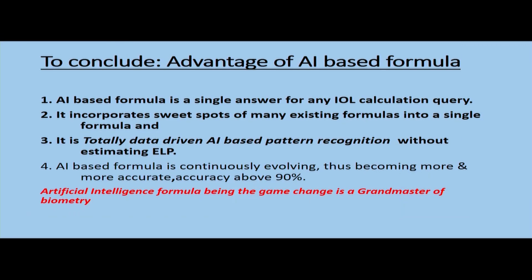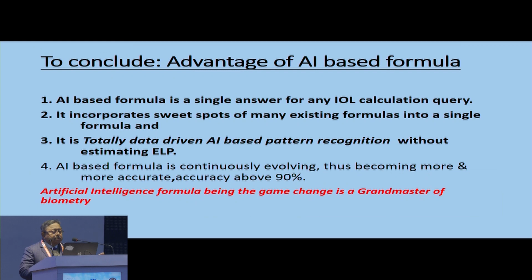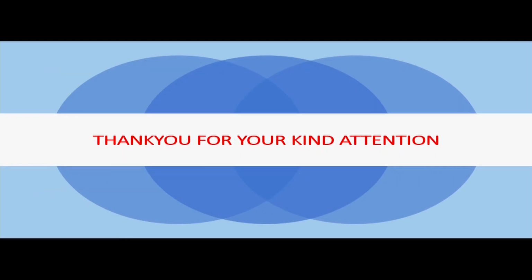So to conclude, the advantage of the artificial intelligence based formula is a single answer for any IOL calculation query. It incorporates the sweet spots of many existing formulas into a single formula and is totally data-driven artificial intelligence-based pattern recognition without estimation of expected lens position. Our artificial intelligence formula is continuously evolving, thus becoming more and more accurate, and accuracy is 90%. So the artificial intelligence formula, being the game changer, is a grandmaster of biometry. Thank you for your kind attention.